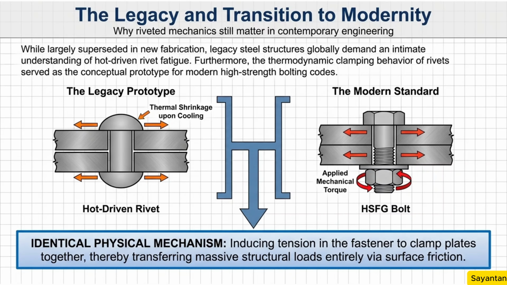In hot-driven rivets, this pretension is generated thermally through restricted axial cooling shrinkage. In modern HSFG bolts, the equivalent clamping force is achieved mechanically through calibrated applied torque during installation. In both cases, applied shear loads are primarily transferred through interface friction between the clamped plates, minimizing direct contact shear and bearing stresses on the fastener shank under serviceability conditions.